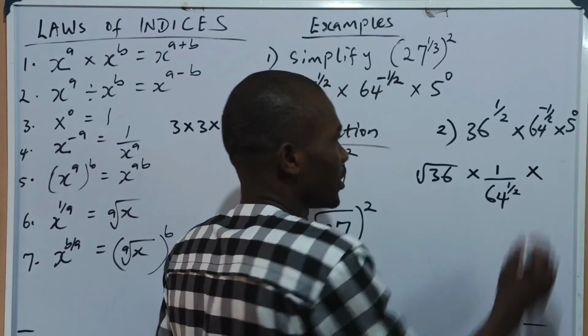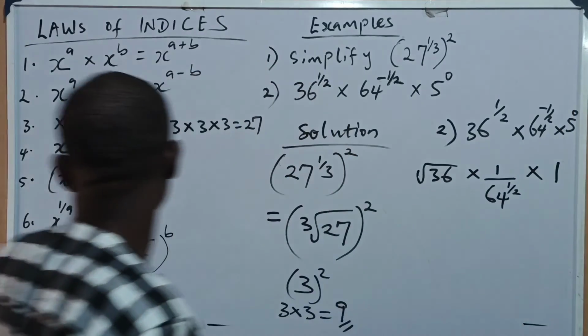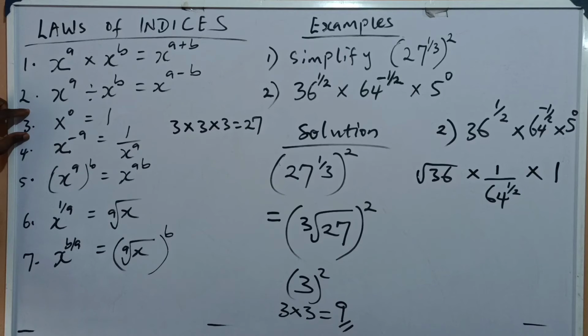Then multiplied by 5 raised to the power of 0 is 1, because it is applicable to law number 3, which says that any number raised to the power of 0 is equal to 1.